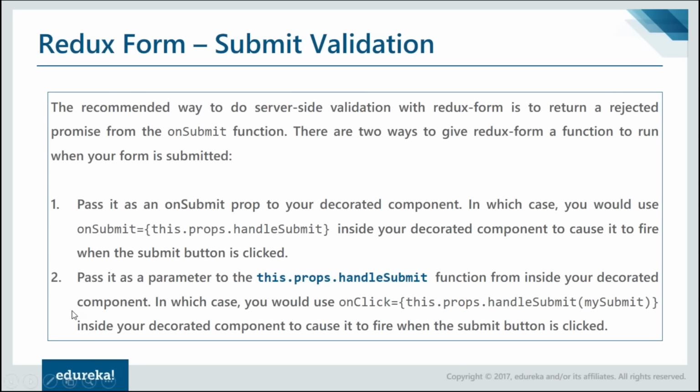The second way: pass it as a parameter to the this.props.handleSubmit function from your component. So in this case, you would use onClick, not onSubmit. Just see the difference. There are two differences over here in these two methods of submit validation. The first one is onSubmit, where you are passing it as a prop this.props.handleSubmit inside the component. The second way is onClick.